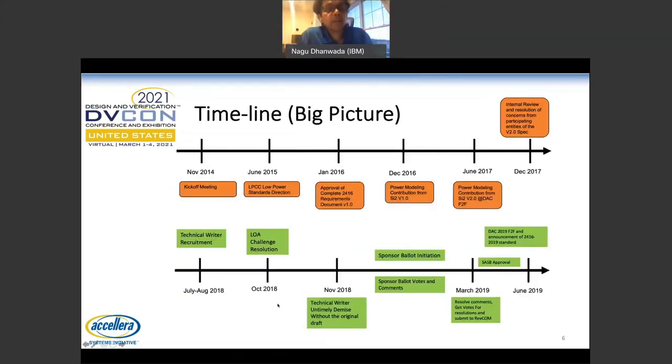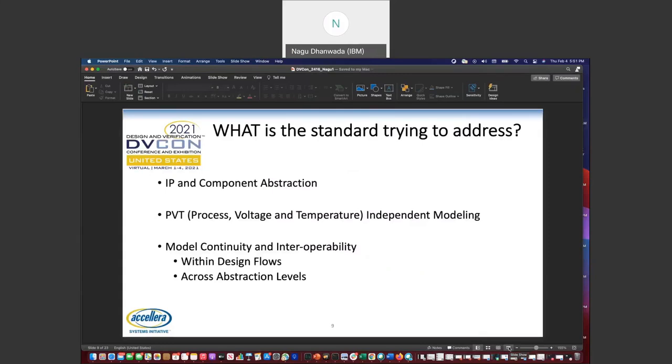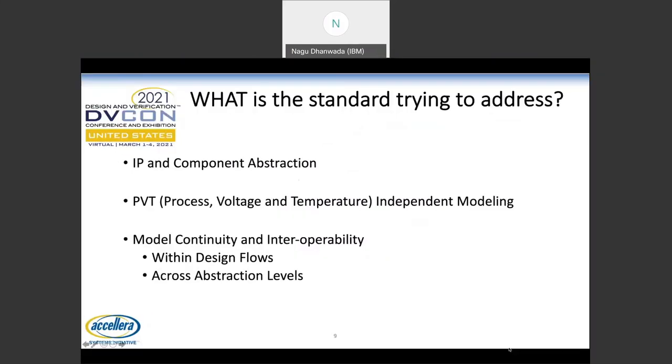A quick, big picture timeline. We started back in 2014, and after a lot of contributions, discussions, challenges, we ended up releasing formally a V1 of the standard at DAC in 2019. Process voltage and temperature independent modeling.